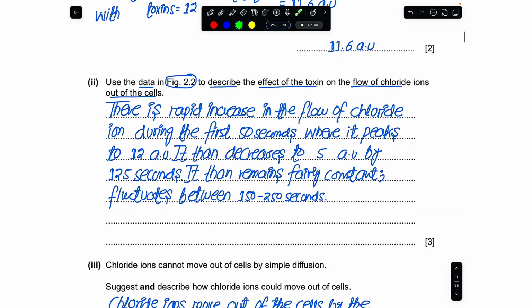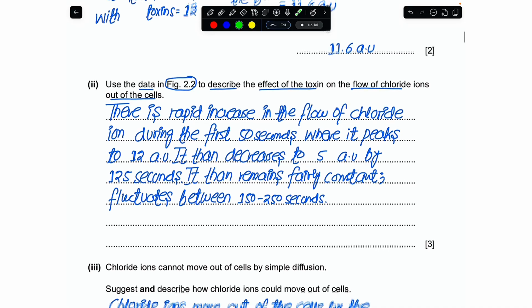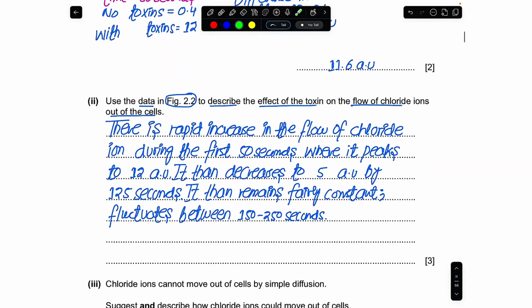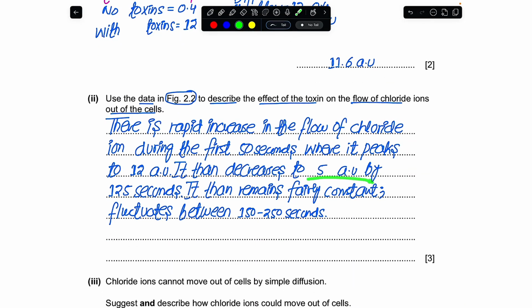So for 3 marks, here is how the answer would look in accordance with the mark scheme. There is a rapid increase in the flow of the chloride ions during the first 50 seconds, as I've shown you above, and it peaked at 12 arbitrary units. Then, as indicated above, it decreases to 5 arbitrary units, and that time was 125 seconds. And for the time from 150 to 250 seconds, the flow of the chloride ion remains fairly constant, or you could say that it fluctuates. This is how you would have scored a total of 3 marks.